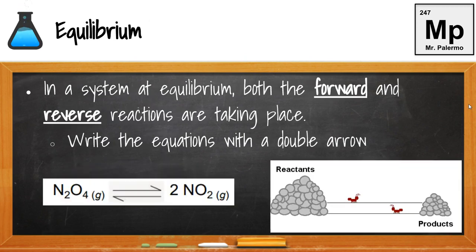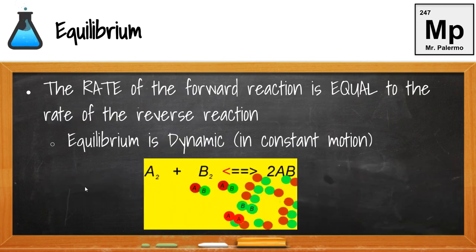In a system at equilibrium, both the forward and reverse reactions are taking place. So if you look at this animation here, we have our reactants on the left and products on the right. Both the forward reaction, reactants forming products, is occurring, as well as the reverse reaction, the products breaking back down into the reactants. We show that both reactions are taking place with a double arrow, as you can see here. So N2O4 is forming NO2, that's my forward reaction, but also NO2 is going back and forming N2O4. Once we get to equilibrium, the rate of the forward reaction equals the rate of the reverse reaction. That's the equal part of the equilibrium.